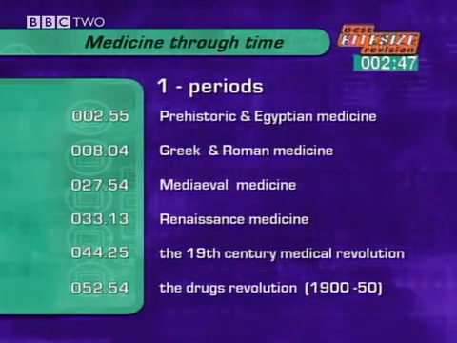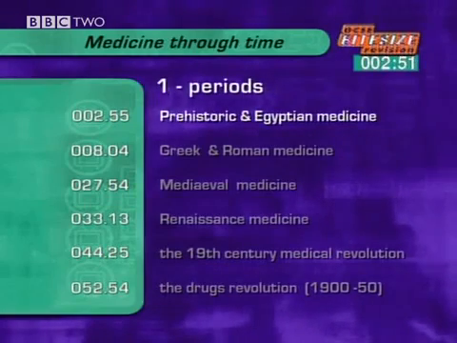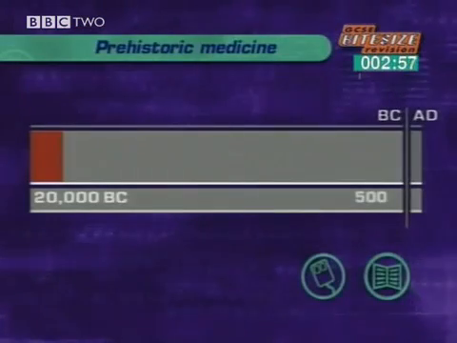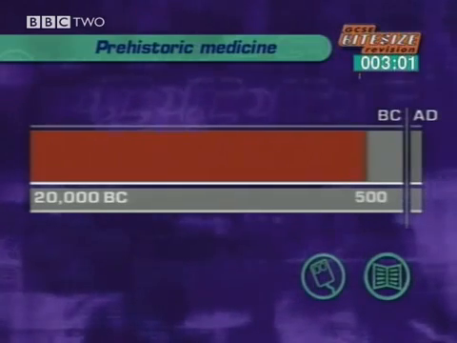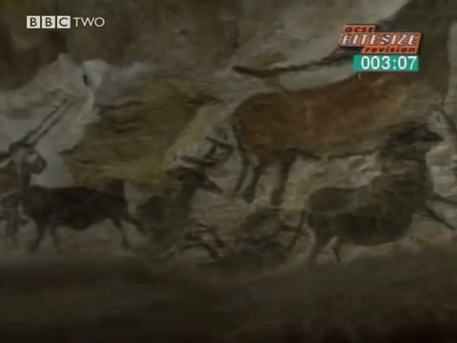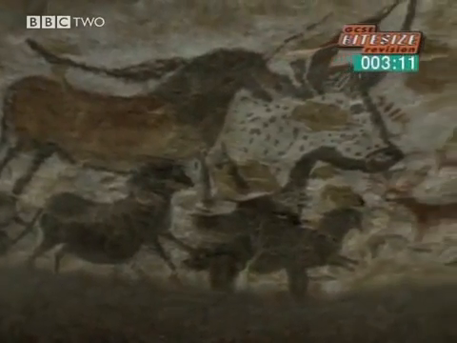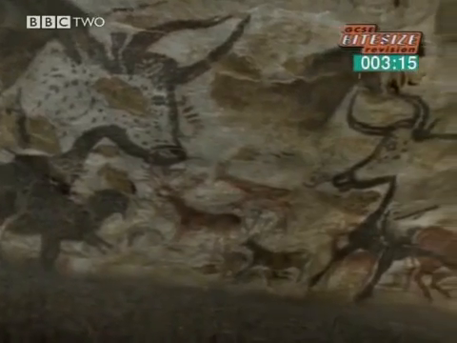The first period in the history of medicine that we're going to look at is prehistoric and Egyptian medicine. There are real problems in finding out about the prehistoric period, with no written evidence available. Evidence is limited to things like cave paintings, artifacts, and skeletal remains from graves. It's also possible to study more recent peoples with comparable lifestyles, such as 19th century Australian Aborigines.